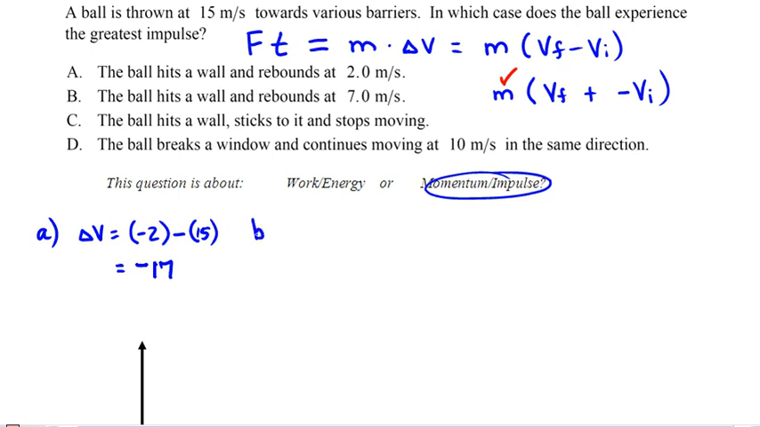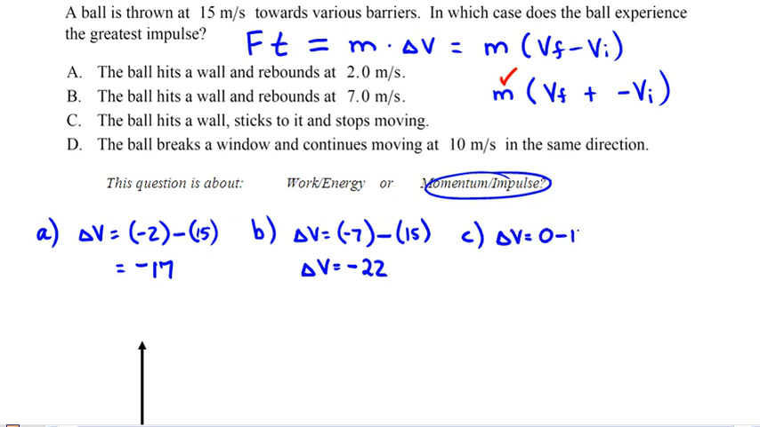For B, the ball is going to rebound at 7. Okay, so I would have a final velocity of backward at 7, subtract forward at 15. Whoa, this is a bigger U-turn. This is negative 22. For C, it just sticks and doesn't move. Okay, so then its change in velocity would be final velocity of 0, subtract 15. That's going to be negative 15. It's not as impressive as the last one.